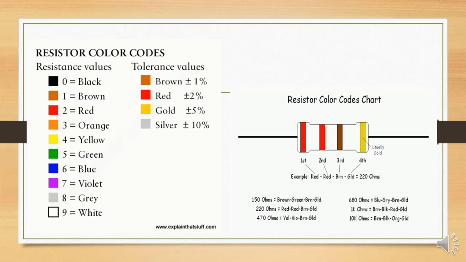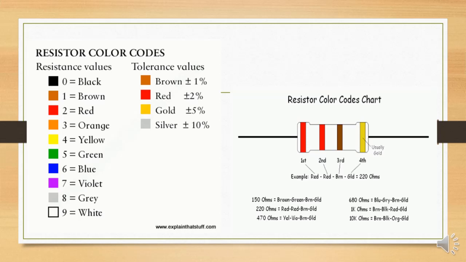Third is brown, so brown has 1, it means 220. So the resistance of this resistor will be 220 ohm with the gold 5% tolerance value. Hence we will say that red, red, brown, gold will have 220 ohm resistance with the 5% tolerance value.